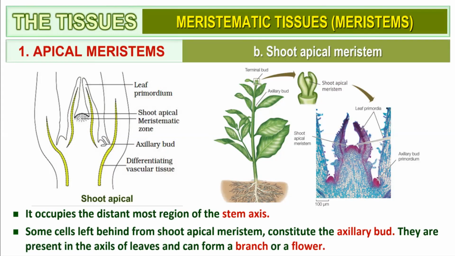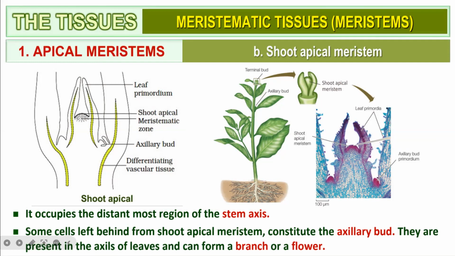Now what happens? Some of the shoot apical meristem will stay behind and help in the formation of axillary bud. This part will leave some cells here. So from here you will get axillary buds. New leaves will come, or small leaves, and from that you can even get a stem later.